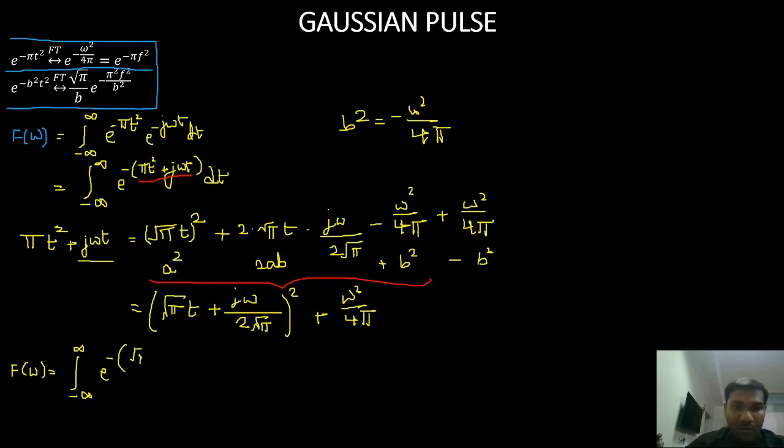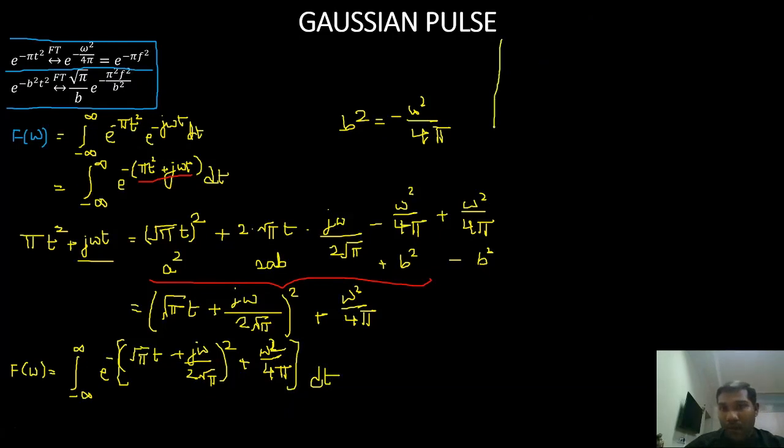Root pi t plus j omega by 2 root pi, whole square, and I'll put a bigger bracket here, plus omega square by 4 pi, omega square by 4 pi into dt, right? Now let me simplify this further.